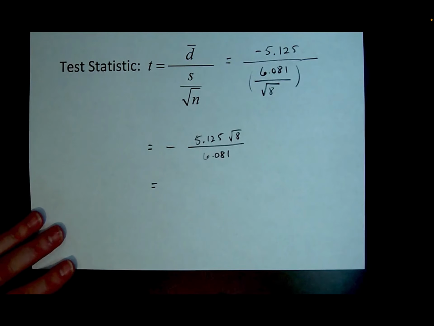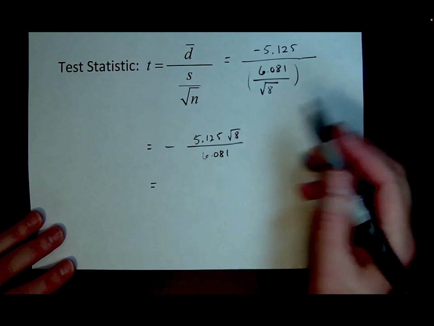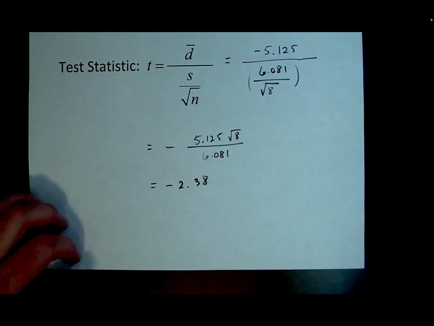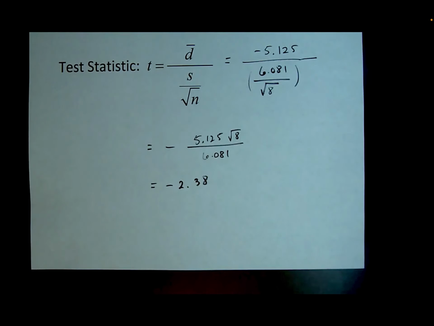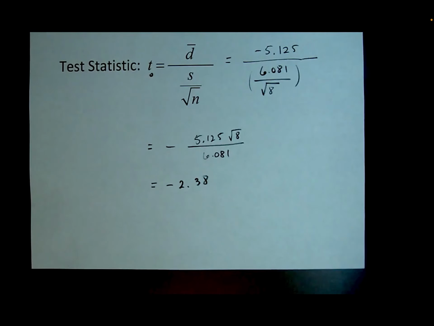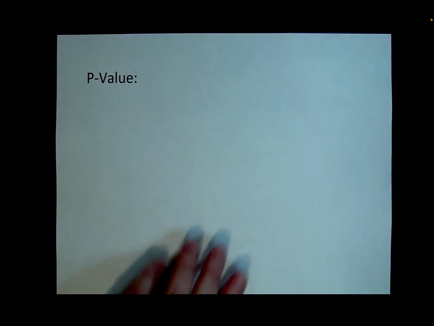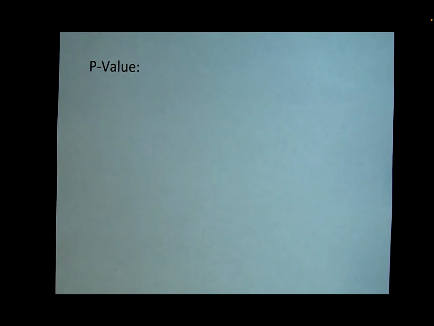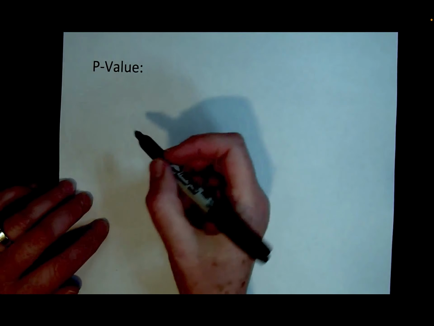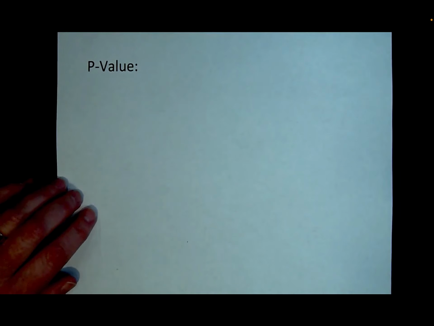Okay, and doing that, I will get negative 2.38. So that's our test statistic, and again, he typically calls that T naught. We use that to get the p-value, the probability of having the observation that we got, having the data that we got, based on assuming that the null hypothesis is true.